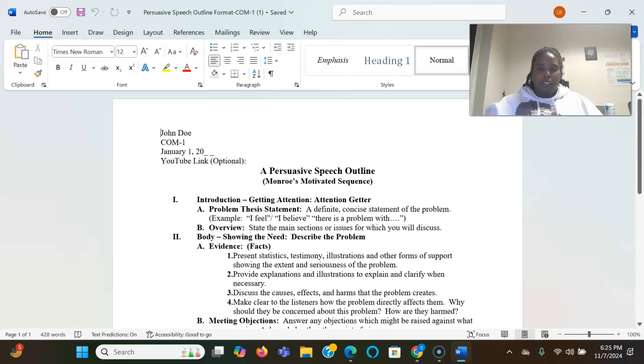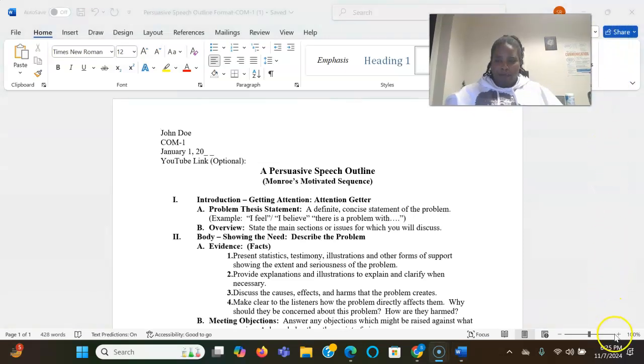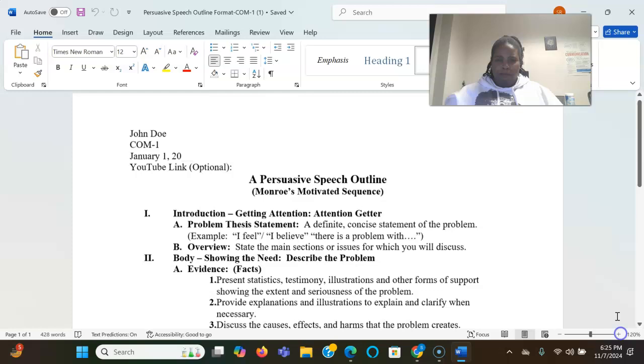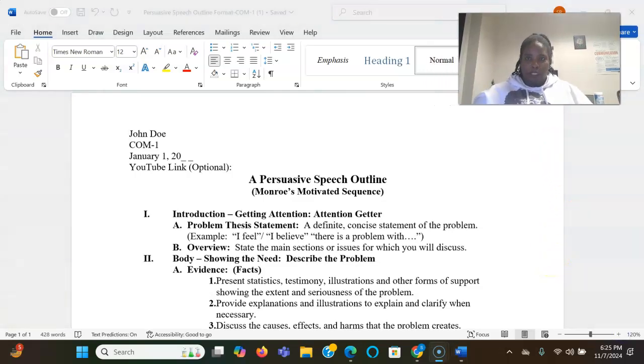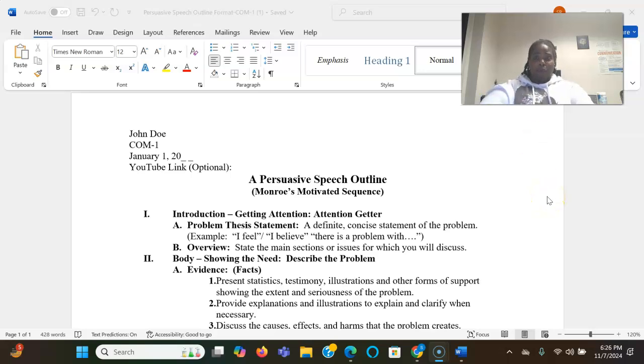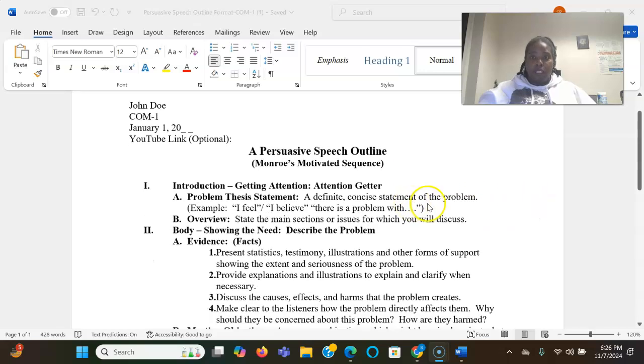Next, we're going to look at the outline format. It's going to look a little different because we're using what is called Monroe's motivated sequence. There are several different types of speech formats you can use, such as problem solution, problem cause solution, comparative advantage. But what I like about Monroe's motivated sequence is that it seems to take elements from all of those. With Monroe's motivated sequence, there are 5 steps: the attention, need, satisfaction, visualization, and action.